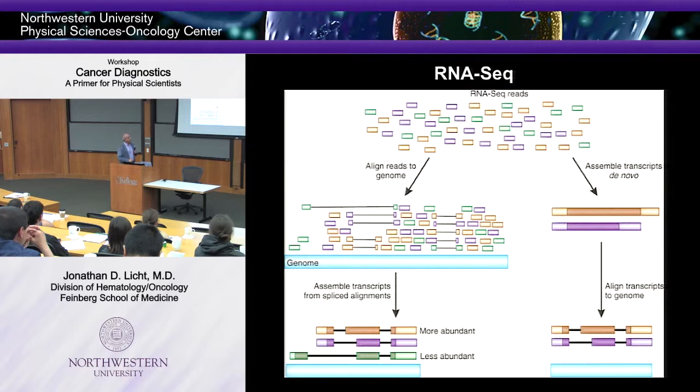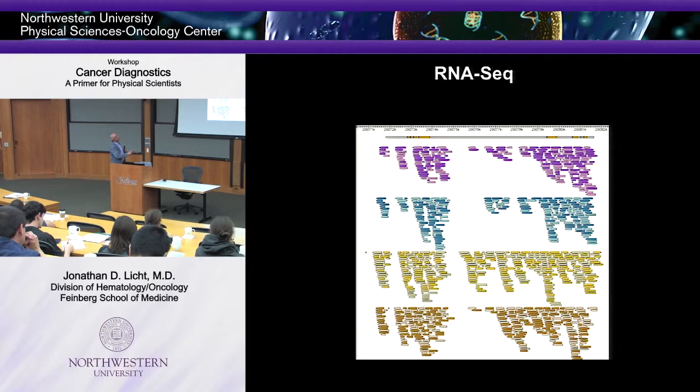You can find novel fusion transcripts. If you have some kind of cryptic chromosome rearrangement making a fusion transcript, you'll find a gene from over here and a gene over there in a fusion RNA, particularly if you do paired-end reads. What it actually looks like is you take the genome, and here are the sequence reads, and you get these pileups: this will be one exon, this will be another exon, that could be another exon, and so forth. So that's how the reads actually look.